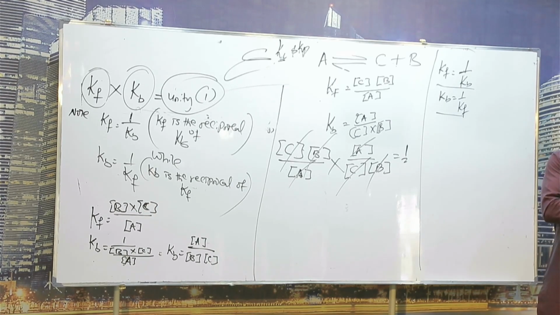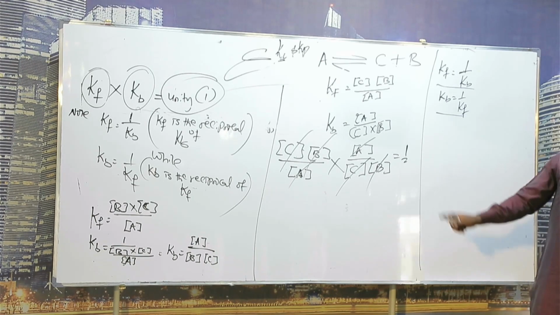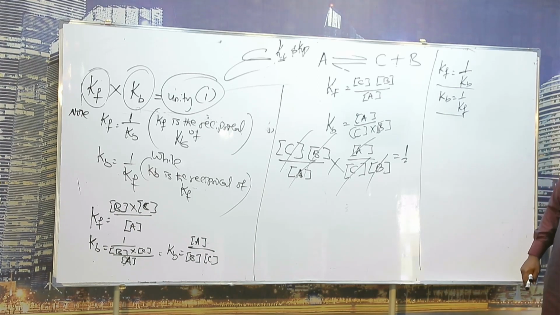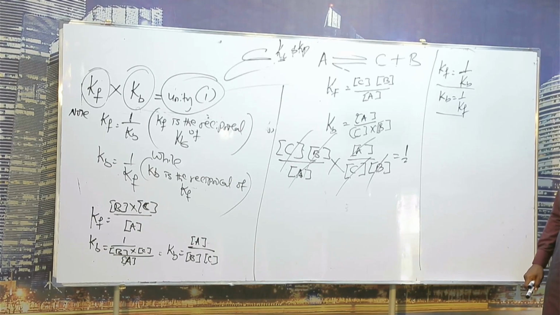Have you written it? KC and KP are equilibrium constants for ideal gaseous mixtures. Are you still copying?